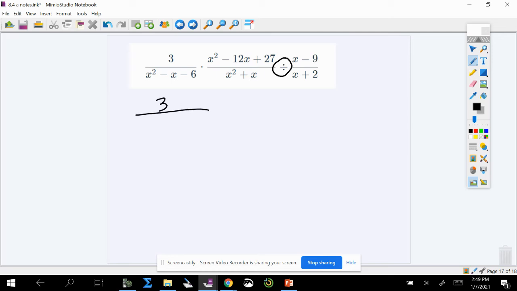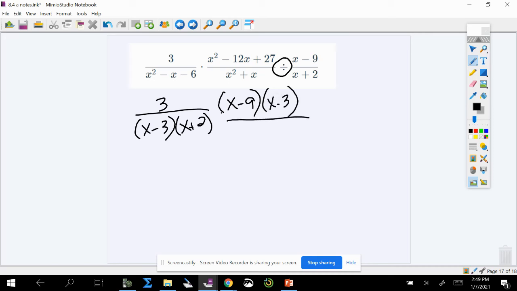I'm going to factor the first denominator. That's going to factor x minus 3, x plus 2. The next one, the numerator, will be x minus 9, x minus 3. The denominator, you can take an x out. And then the last one, you can't factor, but you do have to flip it.